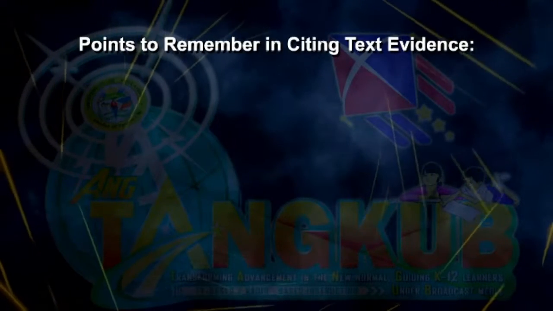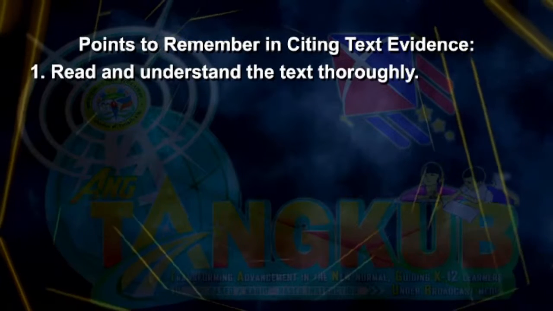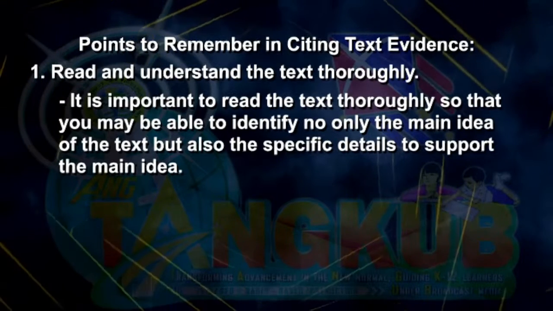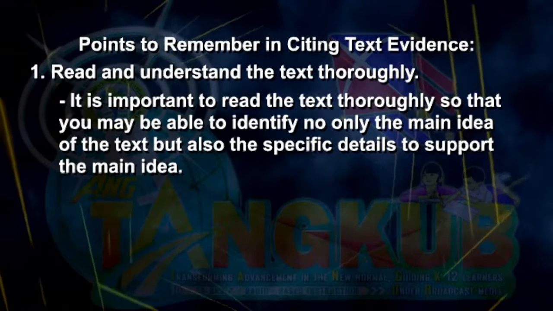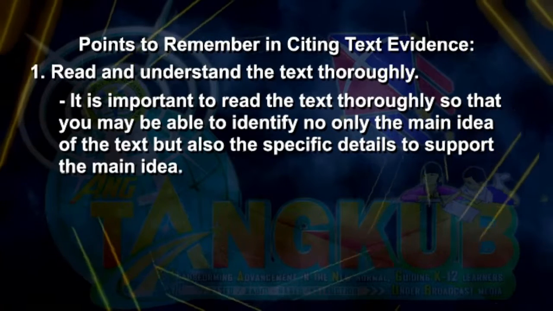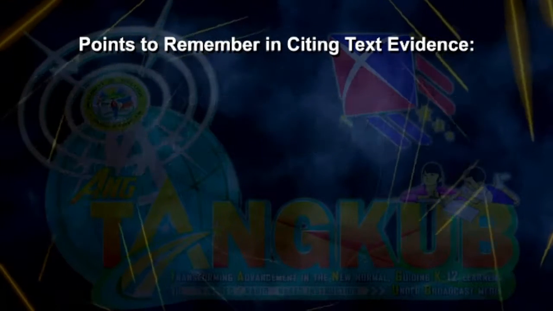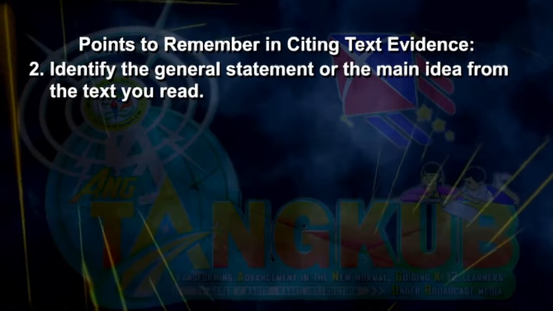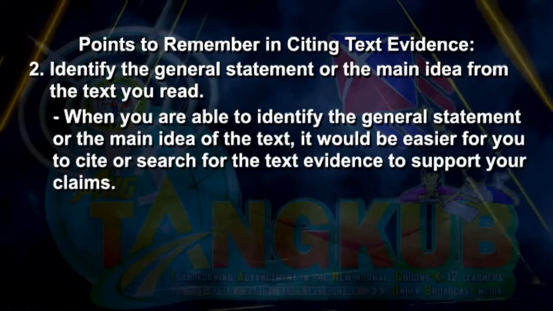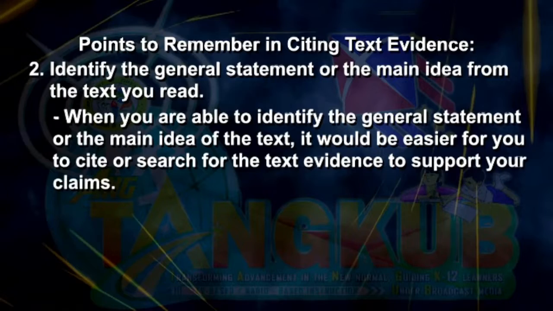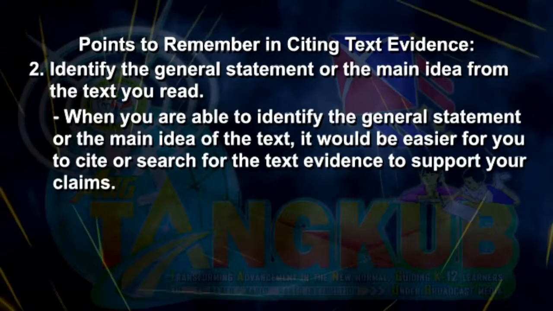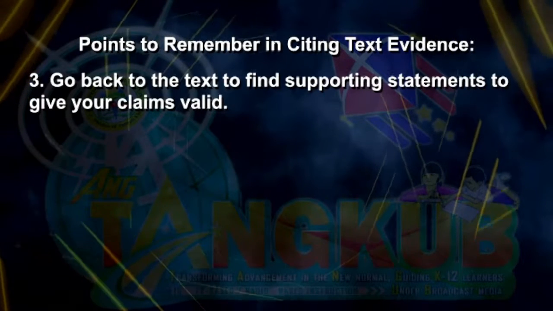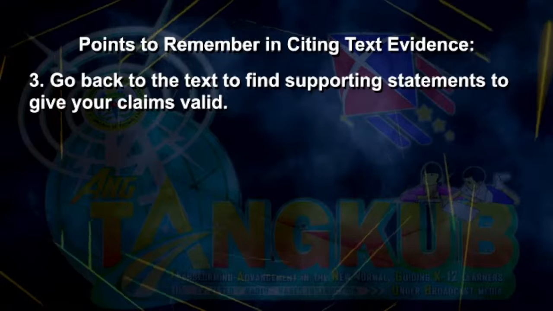Points to remember in citing text evidence. First, read and understand the text thoroughly. It is important to read the text thoroughly so that you may be able to identify not only the main idea of the text, but also the specific details to support the main idea. Number 2, identify the general statement of the main idea from the text you read. When you are able to identify the general statement of the main idea of the text, it would be easier for you to cite or search for the text evidence to support your claims. Third, go back to the text to find supporting statements to give your claims validity.